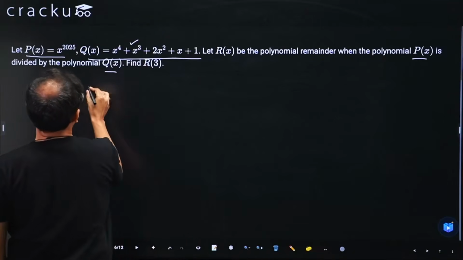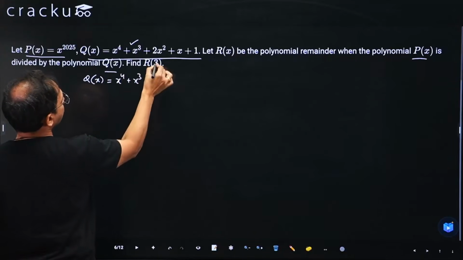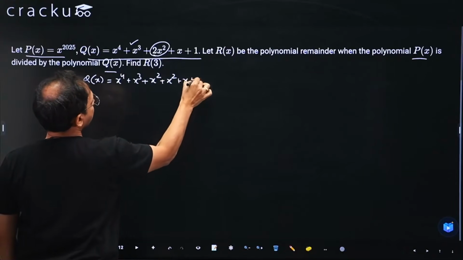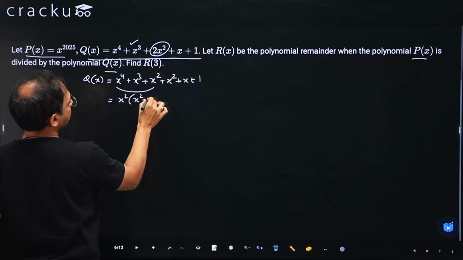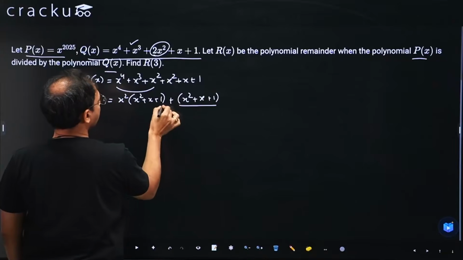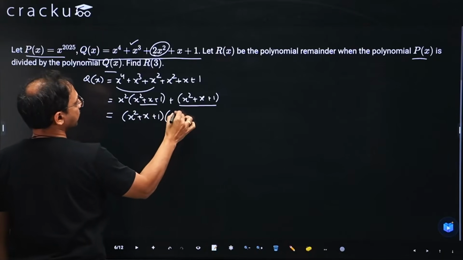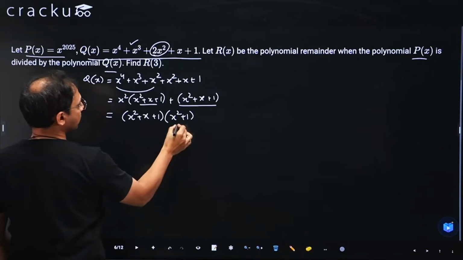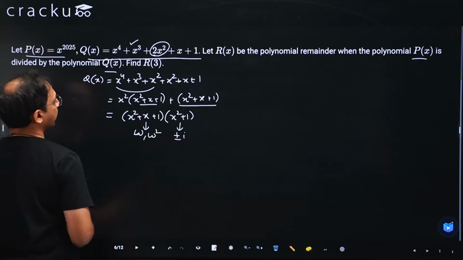Let's look at Q of x. Q of x I can write as x power 4 plus x cube, and this will split into two terms, x square plus x square plus x plus 1. From here, if I take x square common, I get x square into x square plus x plus 1 plus x square plus x plus 1. You have a common factor, x square plus x plus 1 into x square plus 1. So we are able to factorize Q of x. I can clearly see the zeros here. Here I get plus or minus i. Here I get omega and omega square.